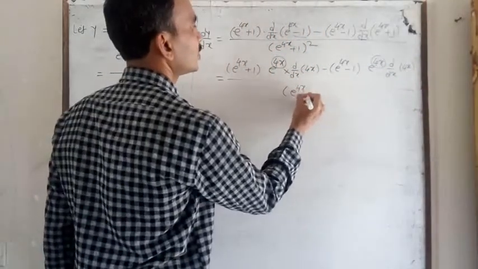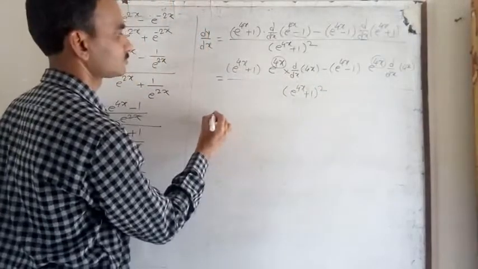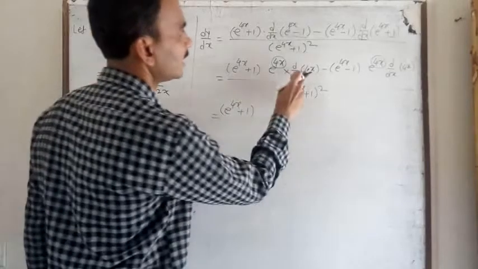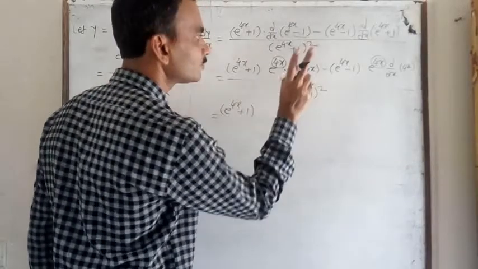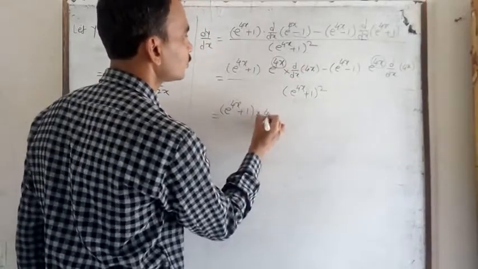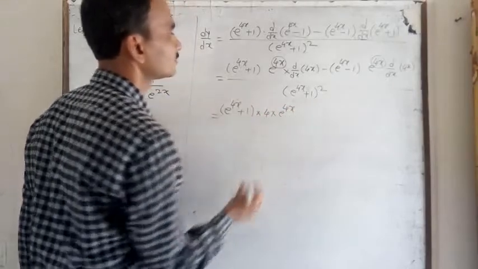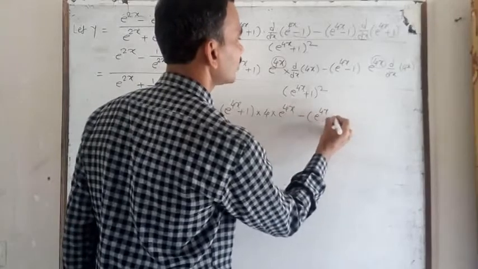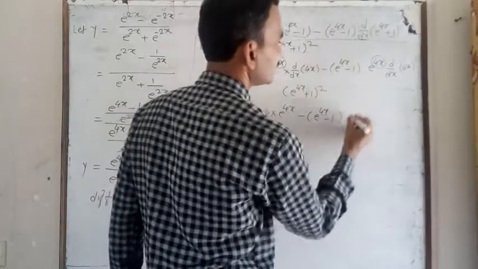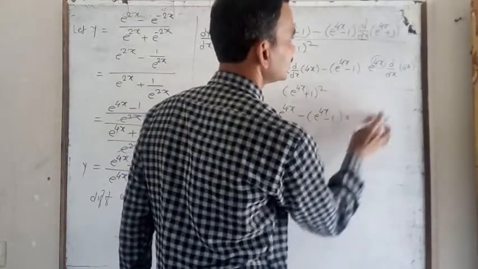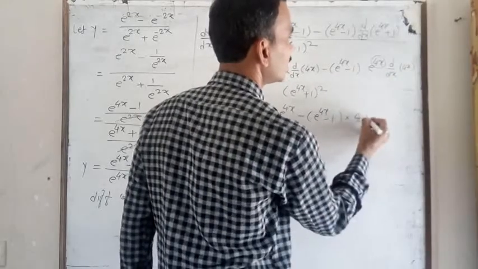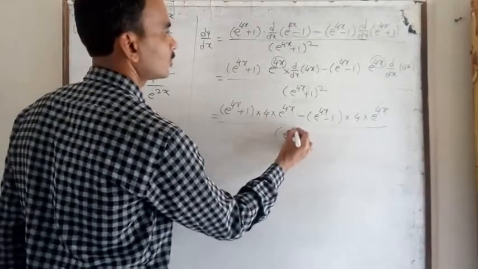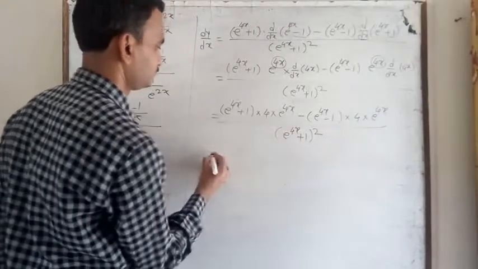e raised to the power 4x plus 1 as it is, and derivative of this 4x means 4, so into 4 into e raised to the power 4x, minus e raised to the power 4x minus 1, and here this term is as it is, means d/dx of 4x is 4 and e raised to the power 4x as it is, upon e raised to the power 4x plus 1 bracket square.